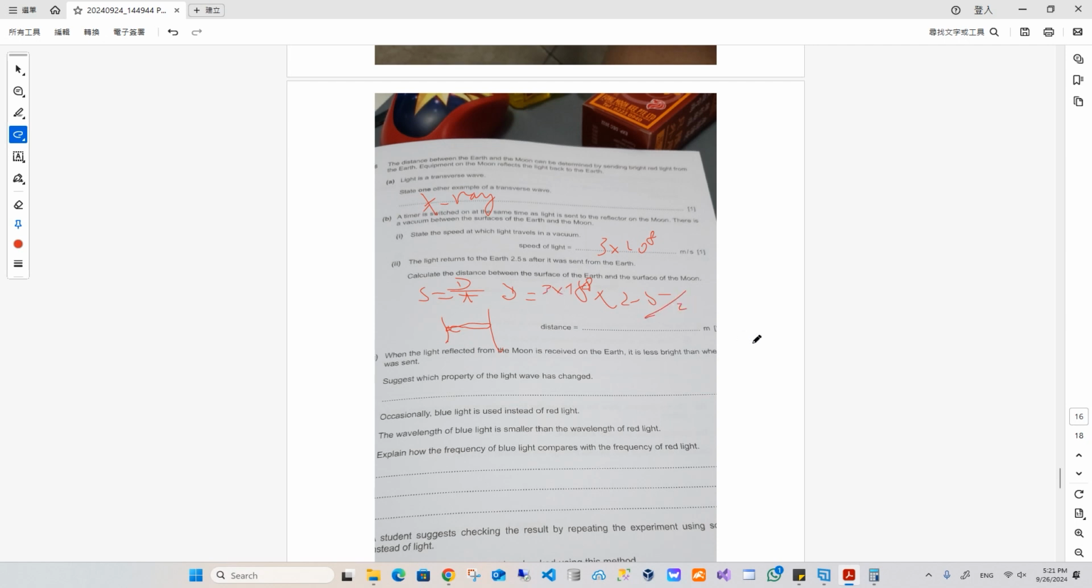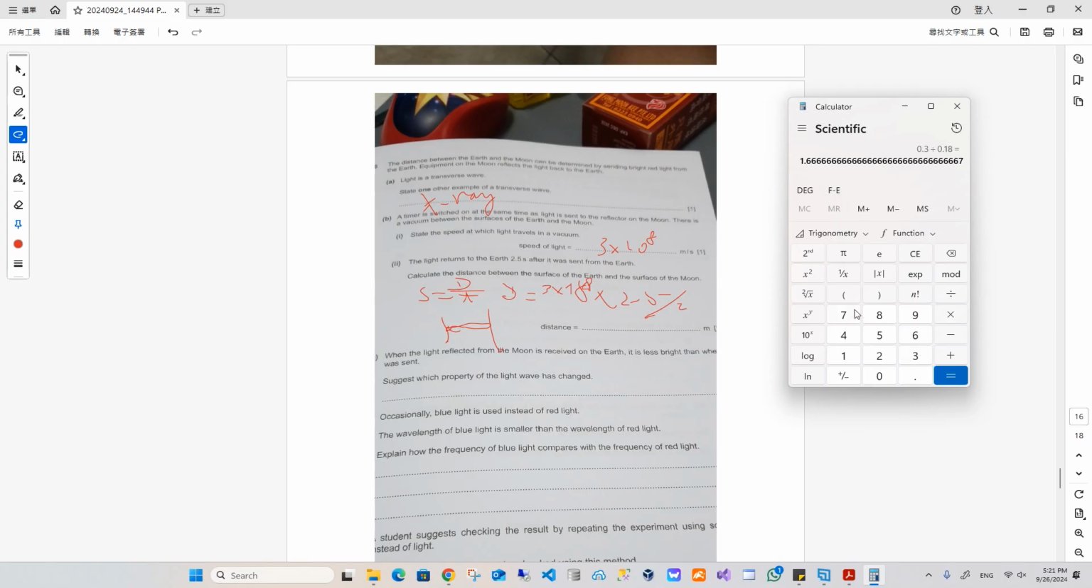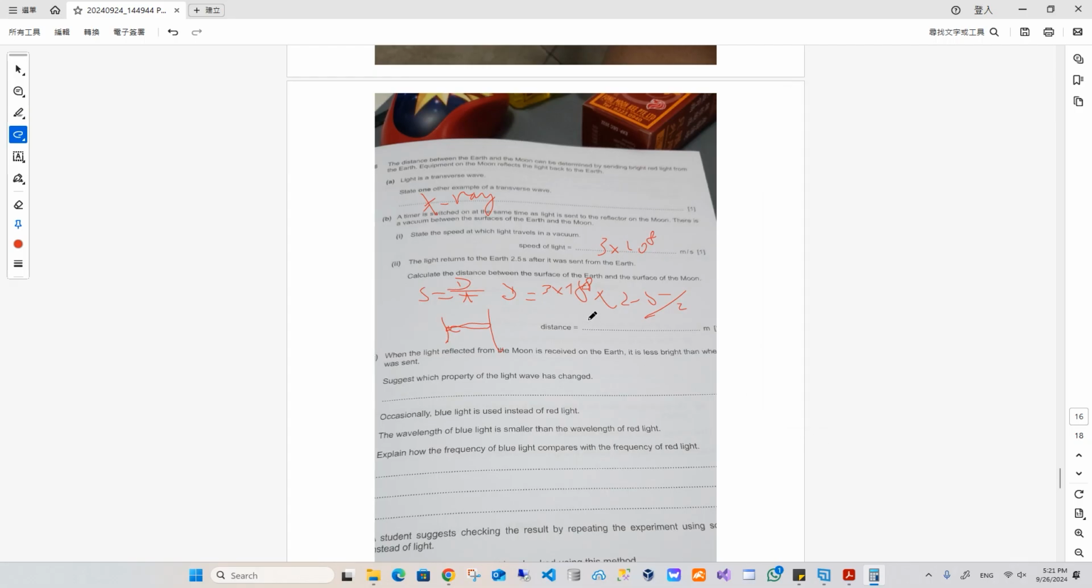Okay, ugly number. 3 times 2.5 divided by 2 is 3.75, so it's 3.75 times 10 to the power 8 meter. Okay, that's the distance between Earth and Moon.